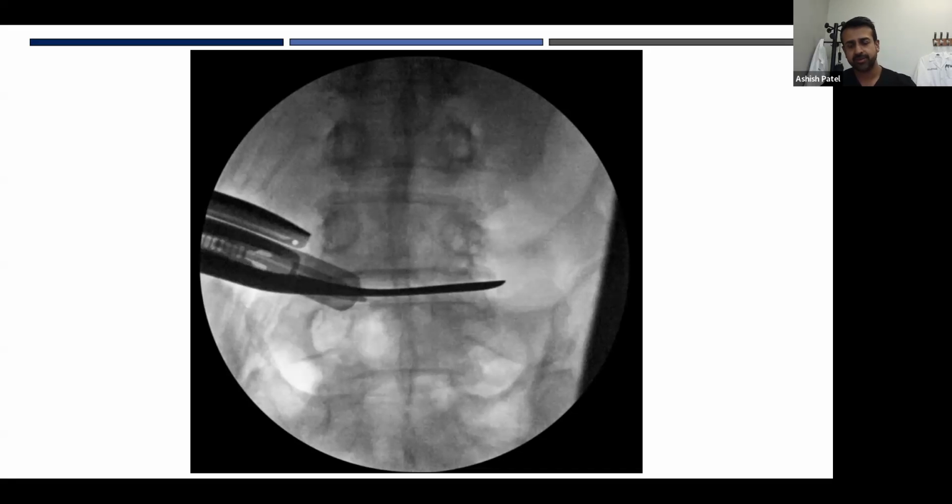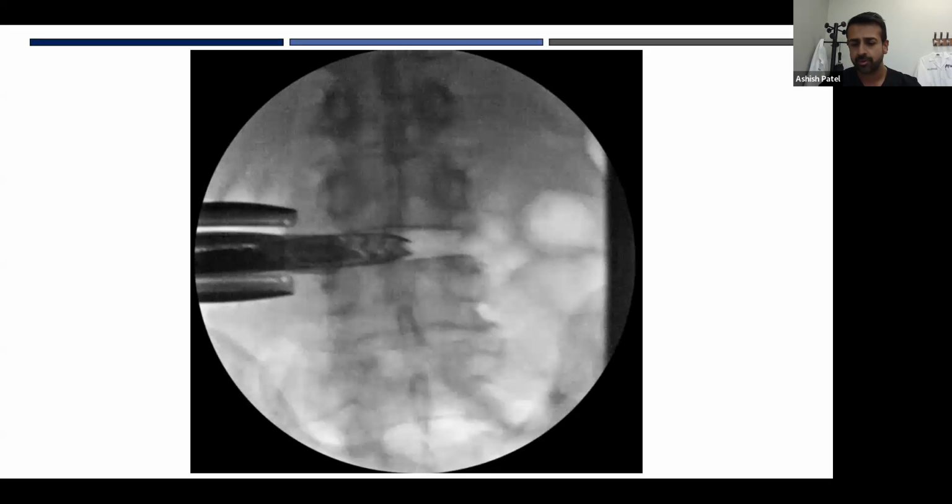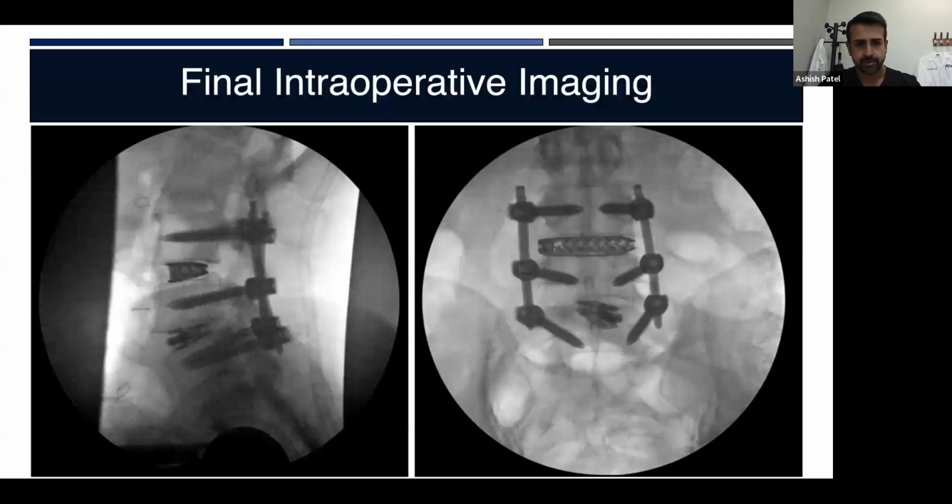You could see here with this angled instrument, I was unable to maneuver the cage along the inferior end plate of L4. But we're in the prone position, and being in the prone position, you can easily convert. So we completed our L3-4 lateral and converted to a TLIF at L4-5. This is not my favorite construct, putting a TLIF at the base of a two-level fusion like this. But in this case, I think it's a reasonable solution for a problem that we had.